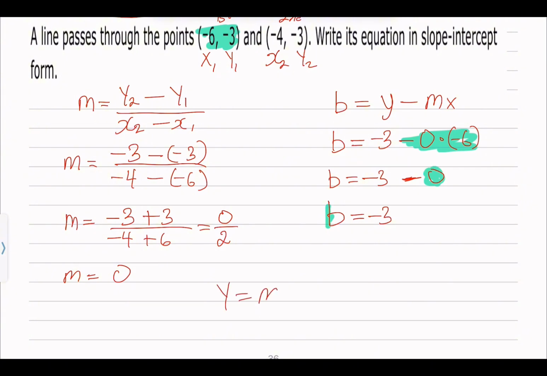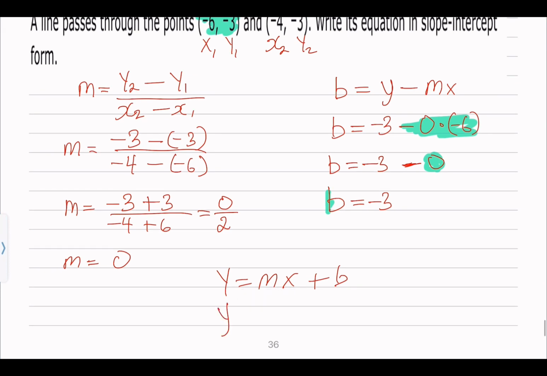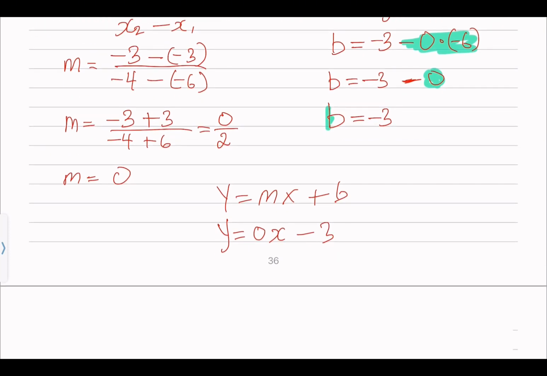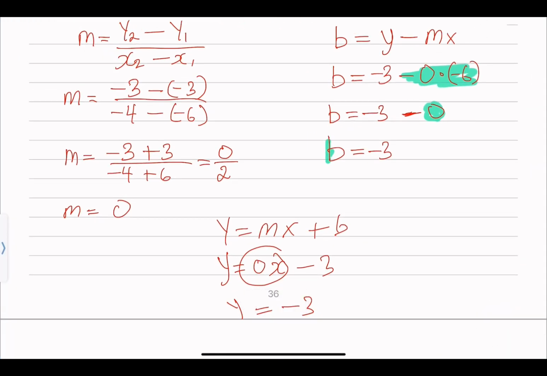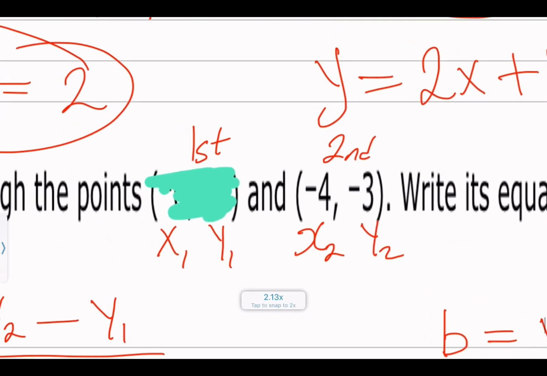And how do we finally write our answer? y equals mx plus b. So now let's set it up. y equals 0x minus negative 3, minus 3. But do I need to write this? Anything times 0 is what? 0. So y equals negative 3. Do we have to do this work? No. Do you see something strange here?